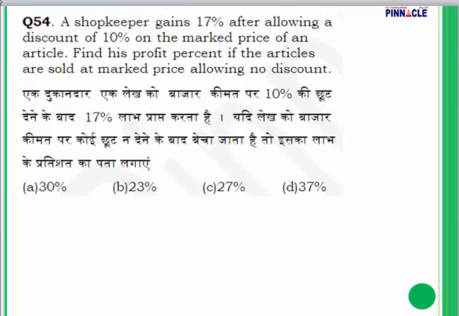Question number 54. A shopkeeper gains 17% after allowing a discount of 10% on the marked price of an article. Find his profit percentage if the article is sold at the marked price, allowing no discount.